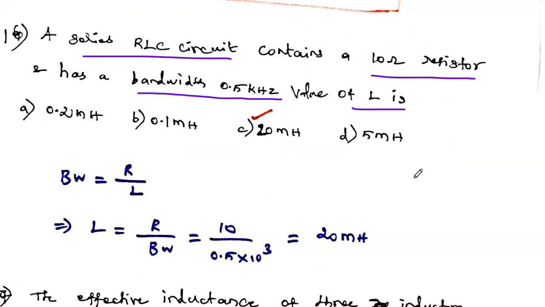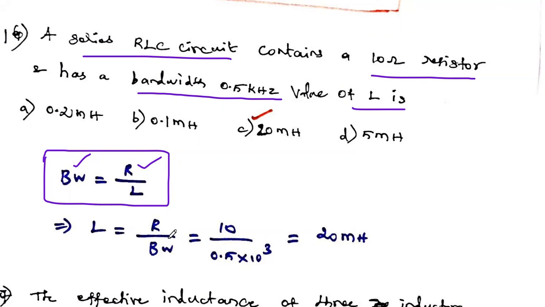The resonant frequency omega R is 1 by root LC, you know. Similarly, the bandwidth formula you just remember. The bandwidth of a series RLC circuit is R divided by L. Here bandwidth is given, resistance value is given, so let us rearrange to find the value of L. If you rearrange, the inductor L is equal to R divided by bandwidth.